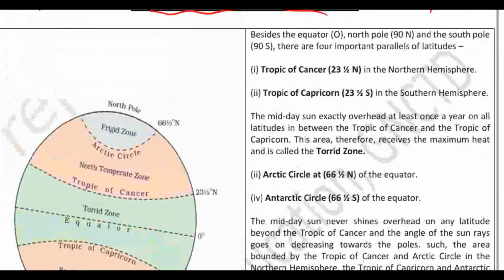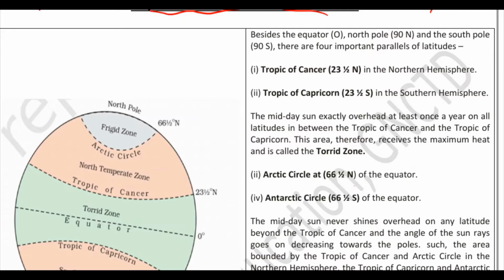So the first one is Tropic of Cancer. This is located at 23.5 degrees north. You can see this one right here. The latitude is 23.5 degrees north and the Tropic of Cancer is in the northern hemisphere. This one you see. The northern hemisphere is the hemisphere which goes from the equator to the North Pole, and the southern one goes from the equator to the South Pole.